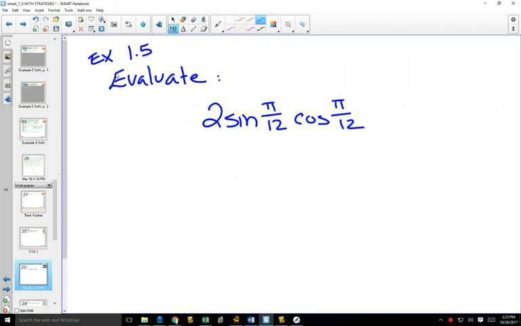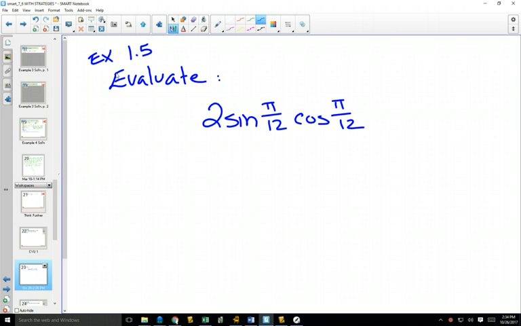I want you to evaluate 2 sine of pi over 12 cos of pi over 12. Now, depending on how you would think about doing this, this could be a 7-mark question. Because if you think about pi over 12, we learned that the other day, right? The pi over 12 questions, you used your alpha plus beta formulas. You had to figure out something that added or subtracted to get pi over 12.